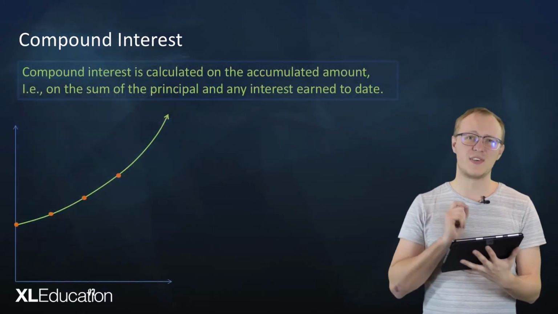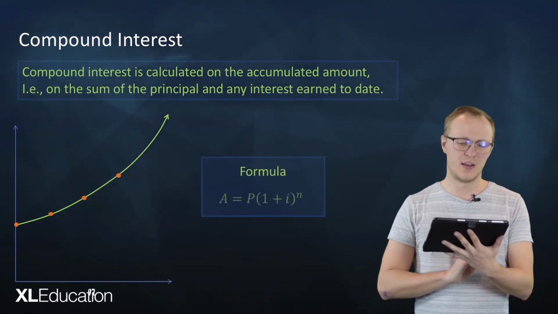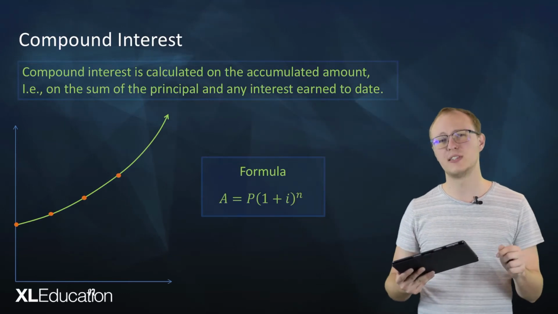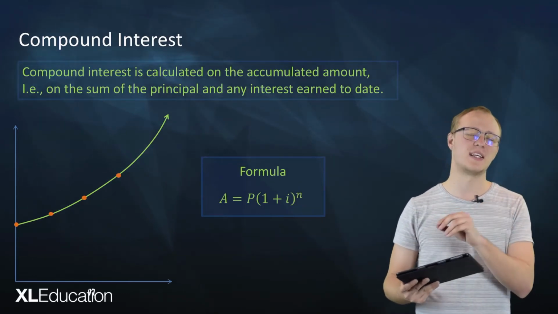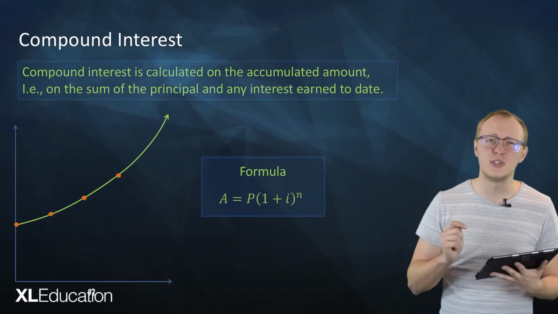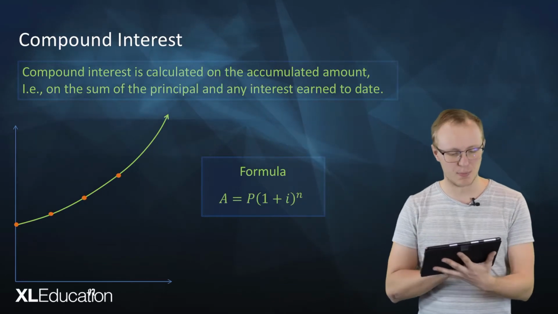Now, is there a formula for this thing? And in fact, there is. The formula is A, the accumulated amount, is equal to the principal times (1 plus i) to the power of n. Let's see if we can use that formula in order to solve Ntombi's problem a little bit more quickly.